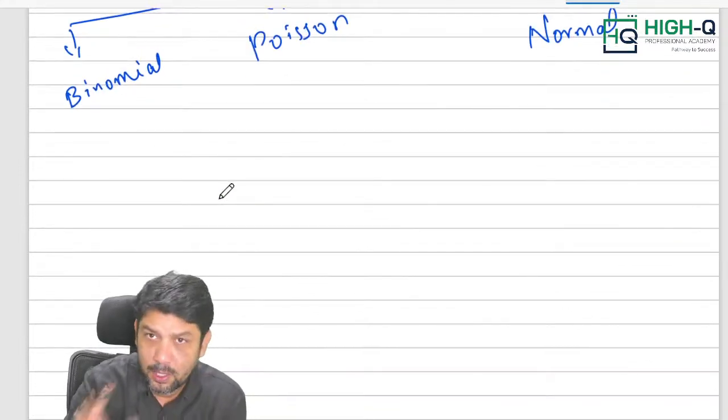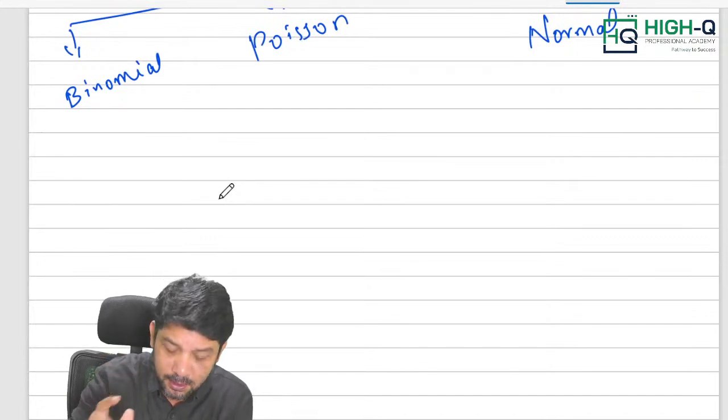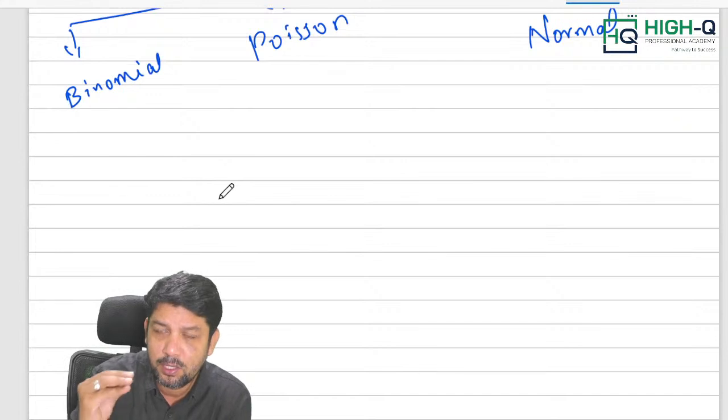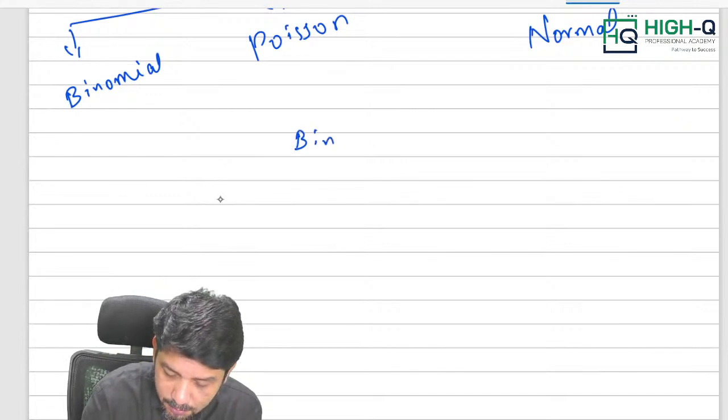First, what are the points to be remembered in binomial distribution? Please listen to this next 20-30 minutes. This 30 minutes is going to give you at least 3 to 4 marks. So please listen very carefully. First, we are going to start with binomial distribution.